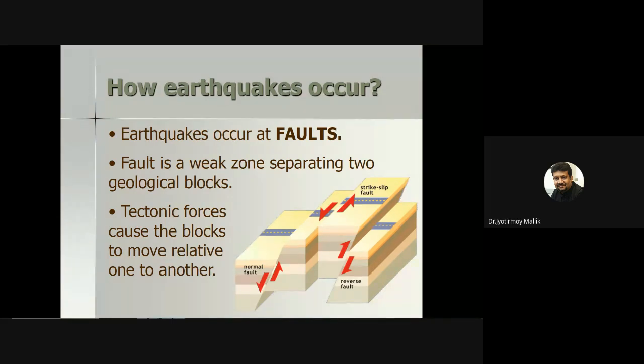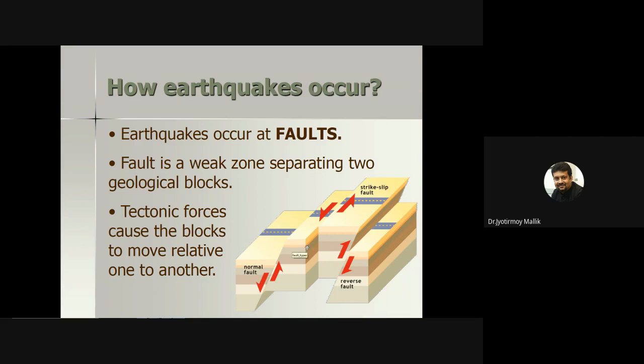Normal fault means the hanging wall moves down with respect to the footwall. Reverse fault, or thrust, means the hanging wall moves up with respect to the footwall. So this is the hanging wall, this is the footwall. The hanging wall moving down with respect to the footwall is called a normal fault. In a reverse fault, the hanging wall moves up. In a strike slip fault, the blocks slide past each other.